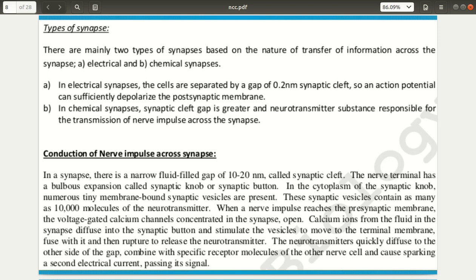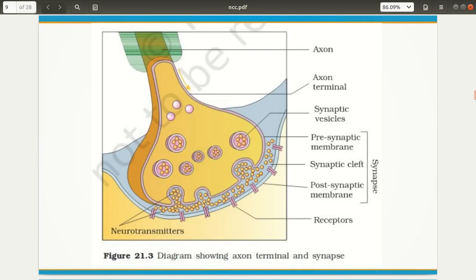The neurotransmitters are going to diffuse to the other side of the gap and combine with specific receptor molecules of the nerve cell, and it causes sparking a second electrical current passing its signal. So you can notice the axon, terminal and synapse. So there is an axon and there is a terminal.